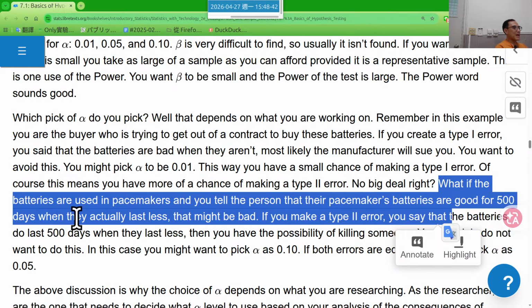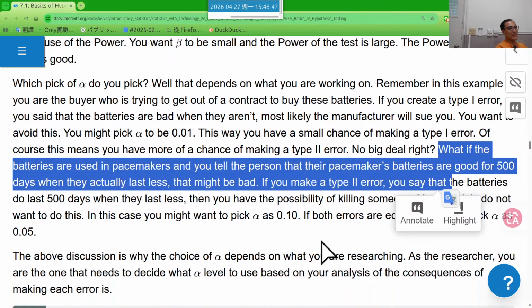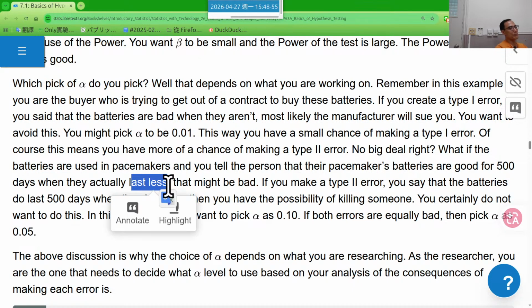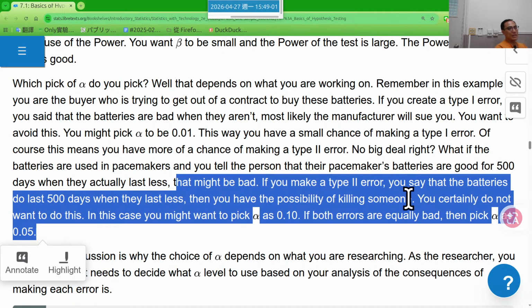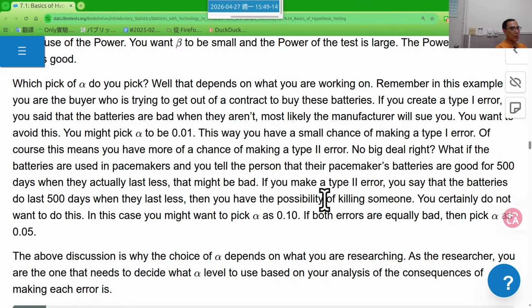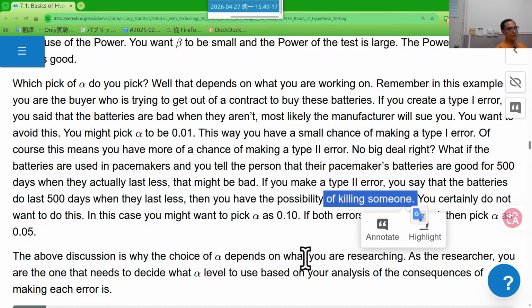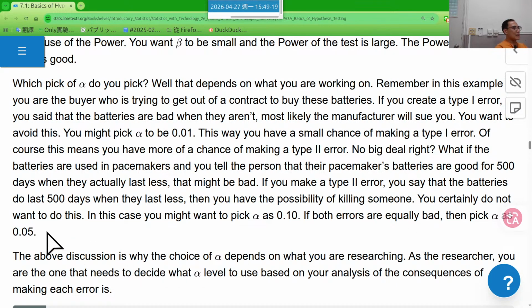What if the batteries are used in pacemakers, and you tell the person the pacemaker battery is good for 500 days when it actually lasts less, maybe 400 days, maybe 300 days. That might be bad. If you make a type 2 error, you said the batteries do last 500 days when they are lasting less. When you have the possibility of killing a person, whoa, okay. It's not a joke. It is very serious. You certainly do not want to do this.